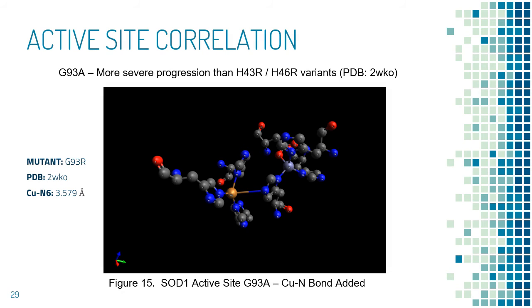And last but not least, G93A. It's the most severe progression of the variants I chose. And as you can see here, it has a bond. I've added this bond here, but the distance between them is 3.579 angstroms. And once again, I've added this bond manually in order to run this through Gaussian, which was required.